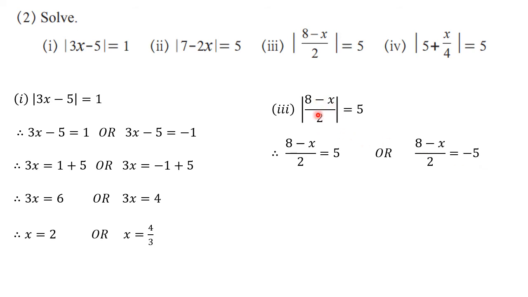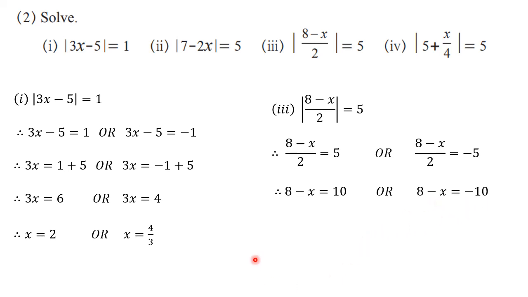Whatever is inside the modulus sign, you write down as the left hand side and then you write equal to the number which is on the right hand side. First you write positive and then you write negative. Now let's solve this. This 2 we can take on the right hand side, both the places. So here 2 into 5 we will get plus 10 and here 2 into minus 5 we will get minus 10. So our next step is 8 minus x is plus 10 or 8 minus x is minus 10.